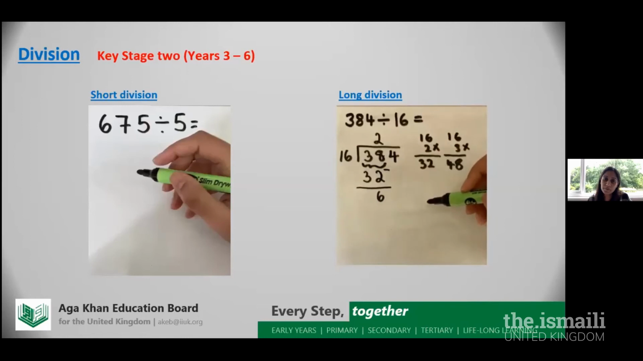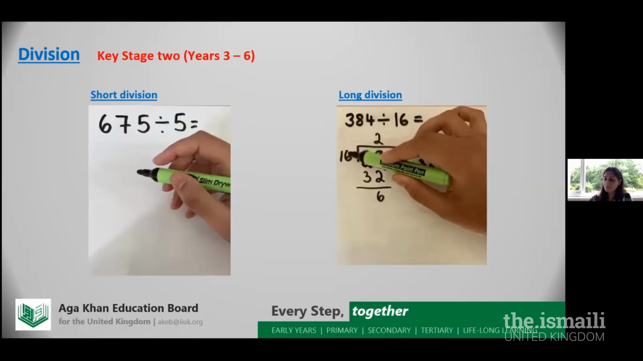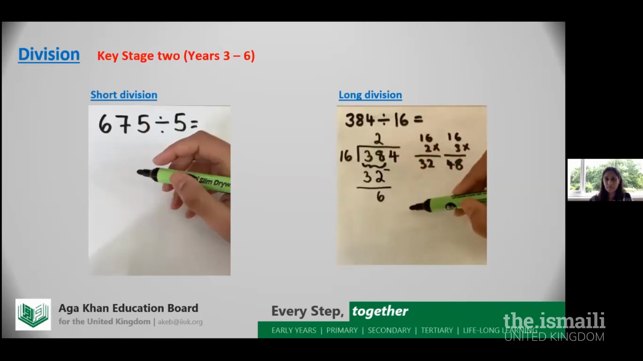We then look at the 6, and we can see that 16 does not go into 6, and therefore we need to bring down the 4 into the ones column, which makes it 64. Next, we need to see how many times 16 goes into 64. Again, using trial and error, we need to work this out.